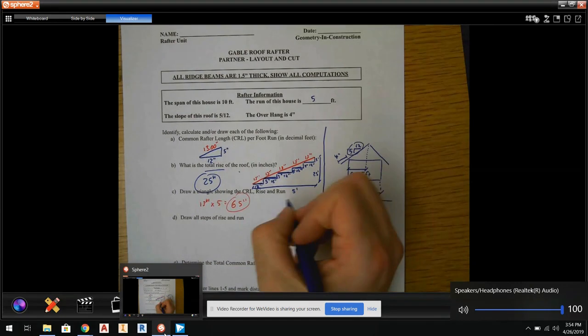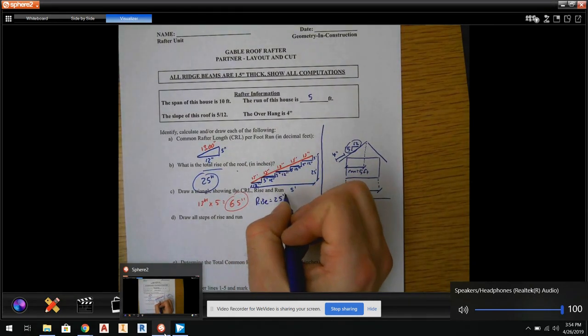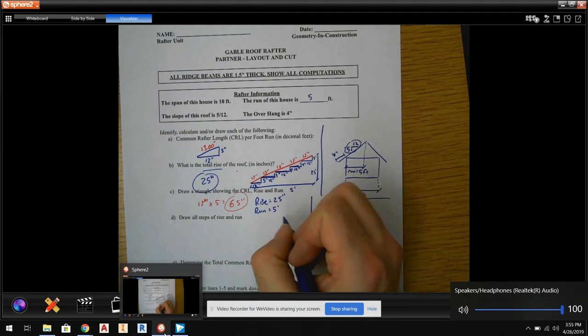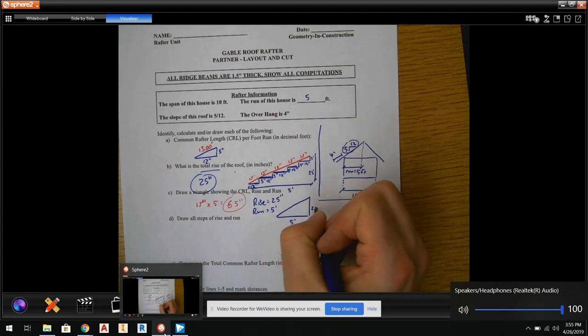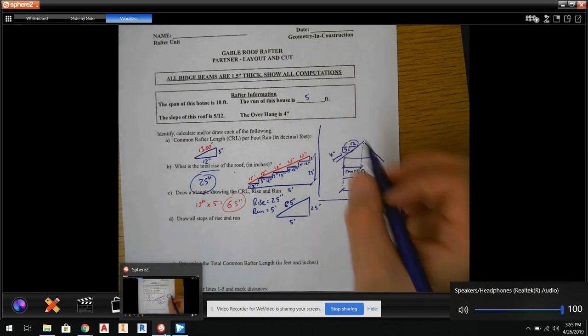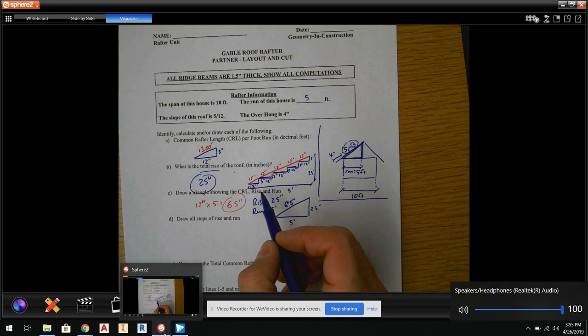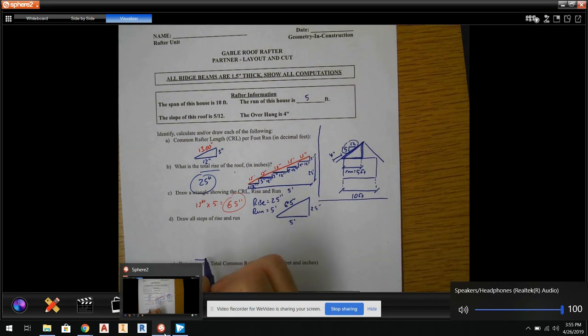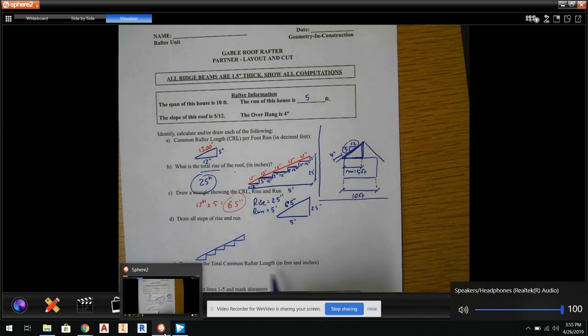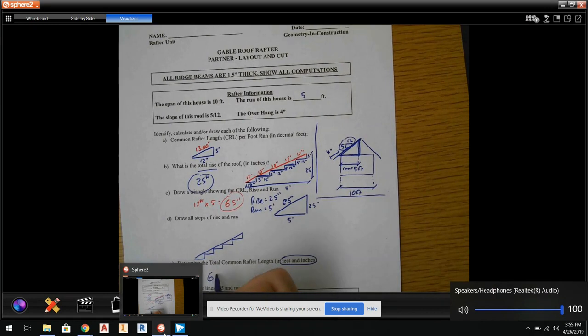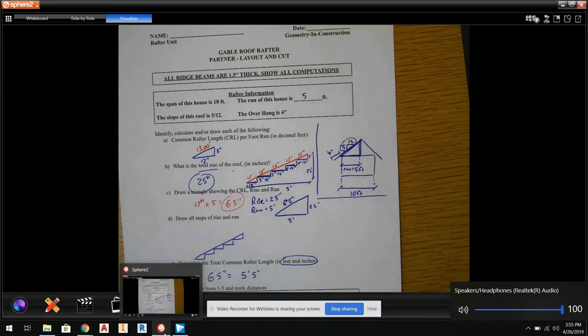And then the rise is equal to 25 inches. The run is 5 feet. The triangle we would draw to represent that is 5 feet, 25 inches, 65 inches here. That really represents this triangle, this part of the house right here. So we've actually already drawn all the steps, the rise and the run right here. We'll just draw it out in this bigger space. 1, 2, 3, 4, 5. Total common rafter length. Now it's in feet and inches. So 65 inches is equal to 5 feet, 5 inches. All right, so that is our total common rafter length.